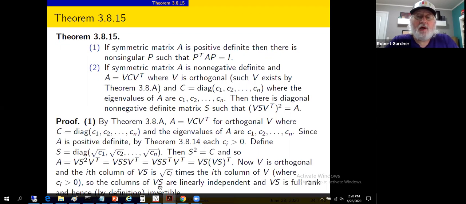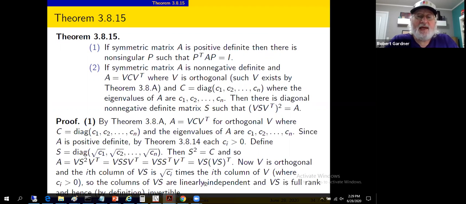So the columns of VS are linearly independent. Yeah, that's because we've got the columns of VS simply as scalar multiples of the columns of V. And those scalars are these square root things. Those are all non-zero, right? So we didn't lose anything in terms of rank. But right, we had positive eigenvalues, so these square roots are also positive.